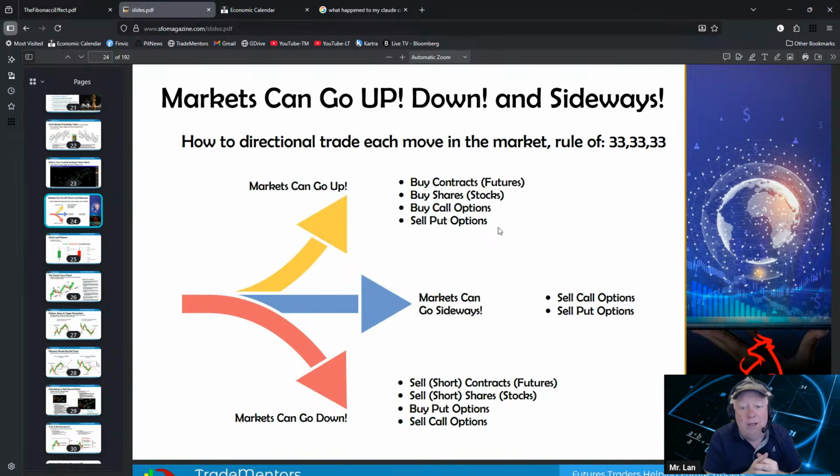All right. So same on the downside. How do you make money when the market goes down? Well, you sell short a contract in futures, or sell short shares of stock, or you buy a put option or you sell a call option. That's all there is to it. It's just the other side of the trade. Just the same thing as if the market goes up.